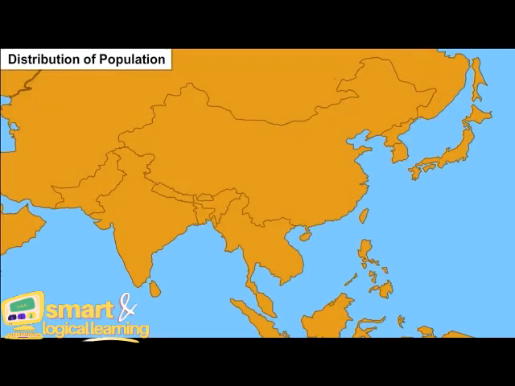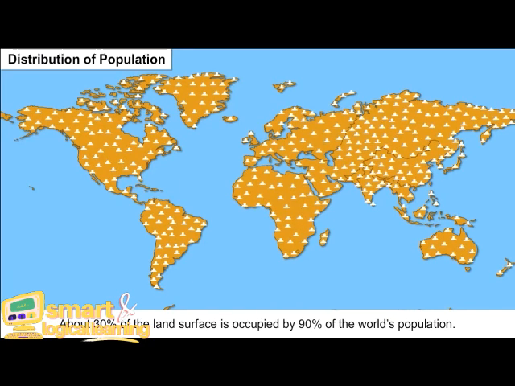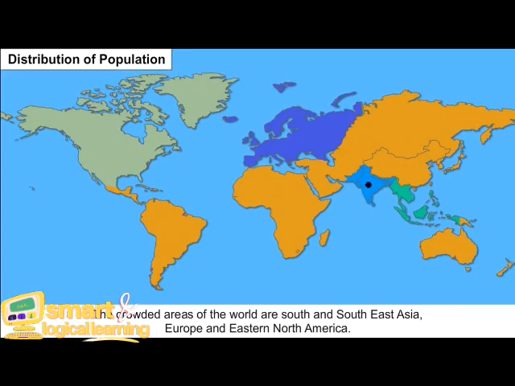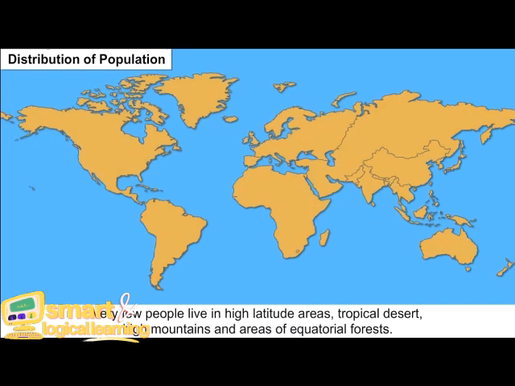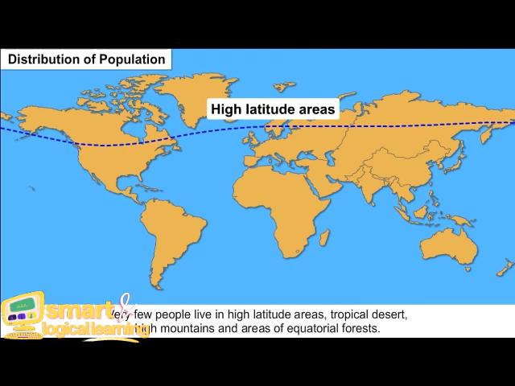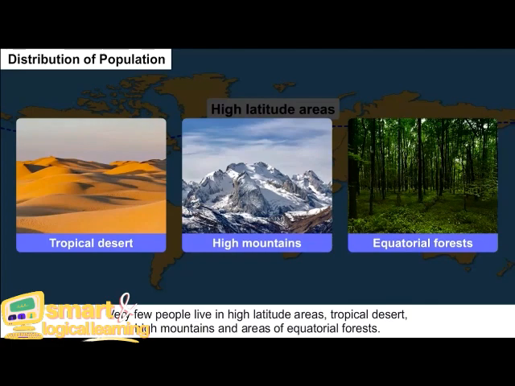Distribution of population. The manner by which individuals are spread over the Earth's surface is known as the pattern of population distribution. About 90% of the world's population is concentrated on 30% of the land surface. The crowded areas of the world are South and Southeast Asia, Europe, and Eastern North America. Very few people live in high latitude areas, tropical deserts, high mountains, and areas of equatorial forests.